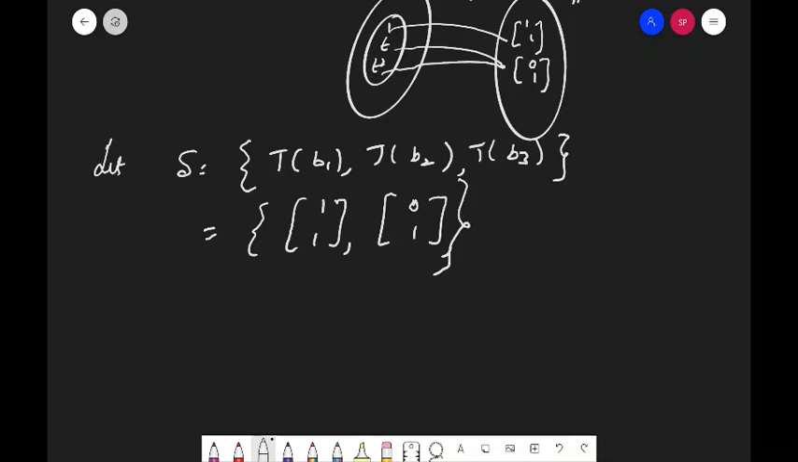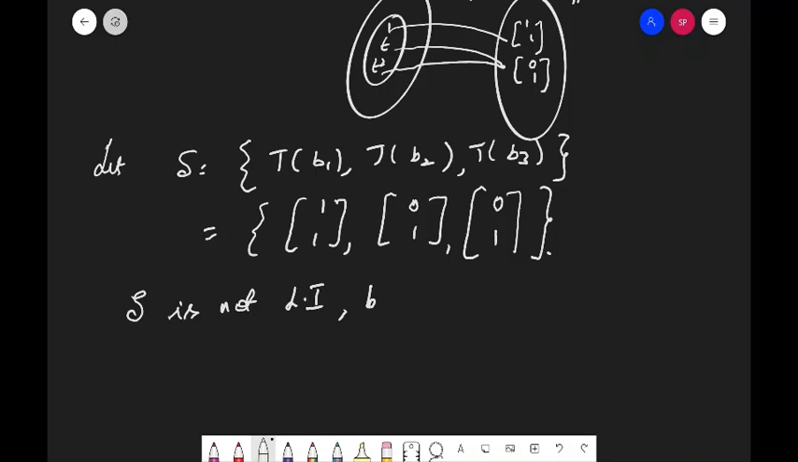So first, let us do one thing. Let us take these 3 as 3 elements. Now clearly I will say S is not LI, because, what is the reason? Because there are 2 repeated vectors. (0, 1) is repeated in this set.